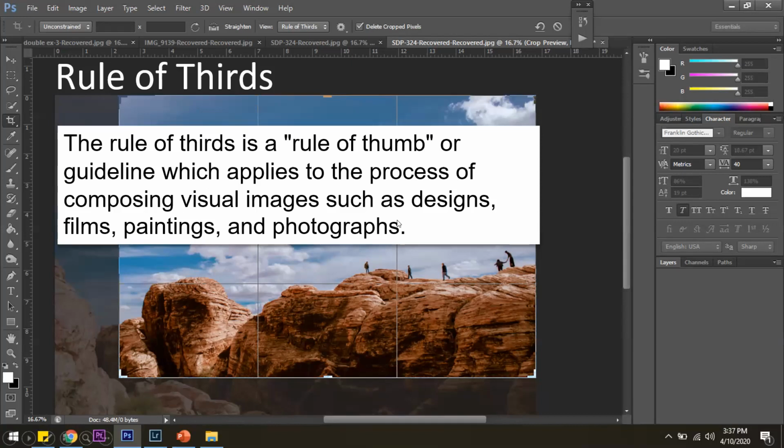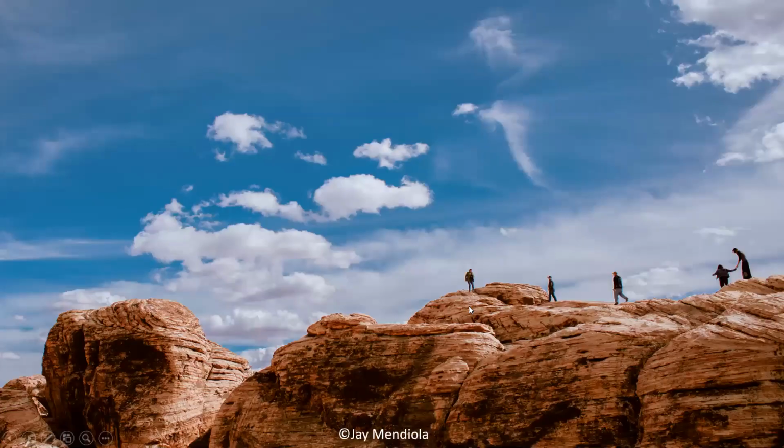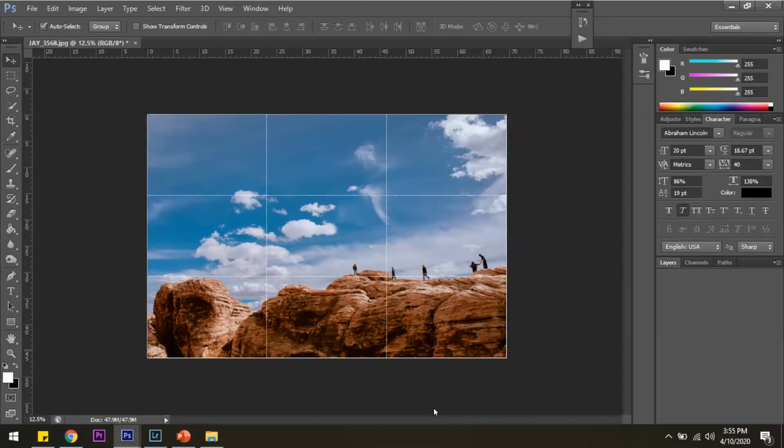So, to simplify things, we have to ensure that on these intersecting points, how to use it and how to apply it to our photos, we have to put our interesting subjects on this part of the intersection. Right, so let me show you a video for the rule of thirds, for those who are not yet familiar. Wait for me, I'm going to share my video.